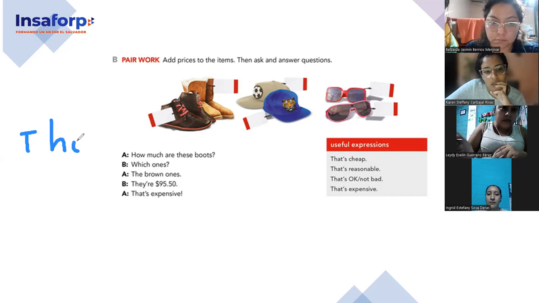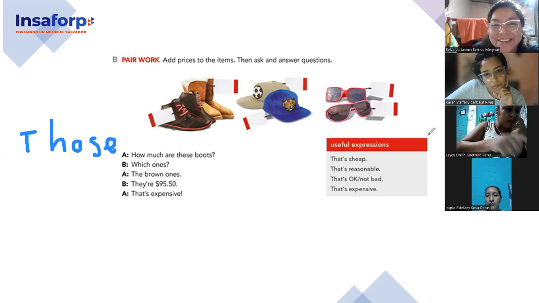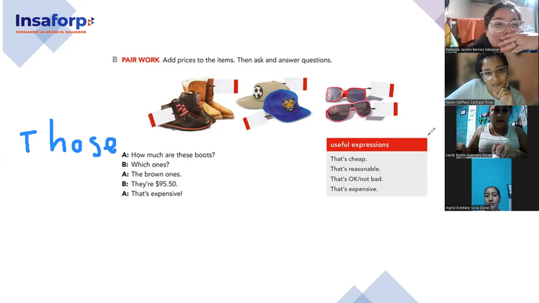Ahora, el siguiente que participe va a ocupar la palabra this one. Okay. Those. ¿Para qué dijimos que era those, Betsaida? Do you remember? When we use plural. Y cuando está alejado. Oh, beautiful, Betsaida. That is right. When the object is far. Very good. Thank you so much.